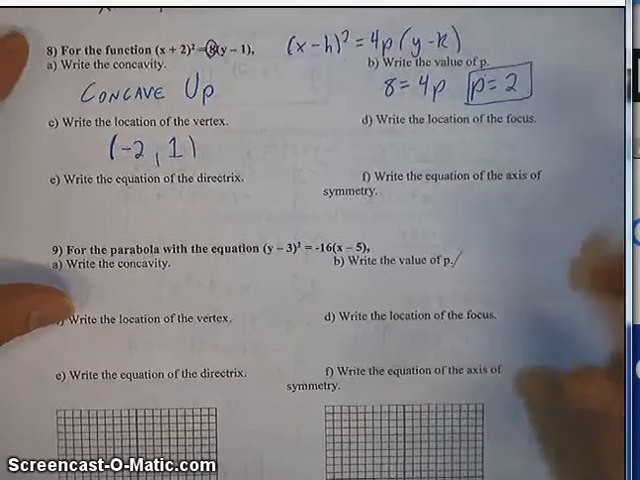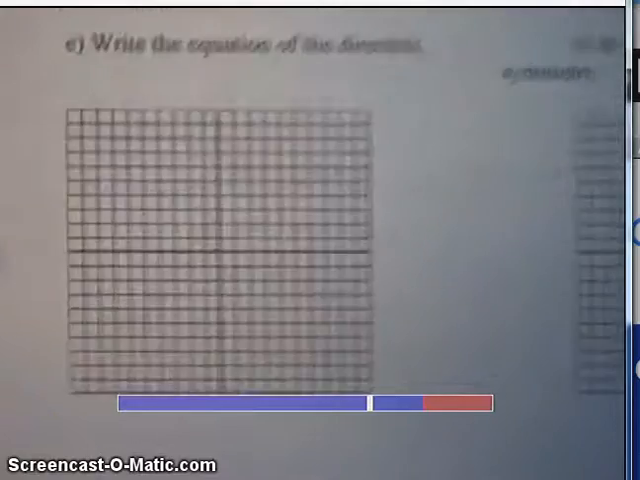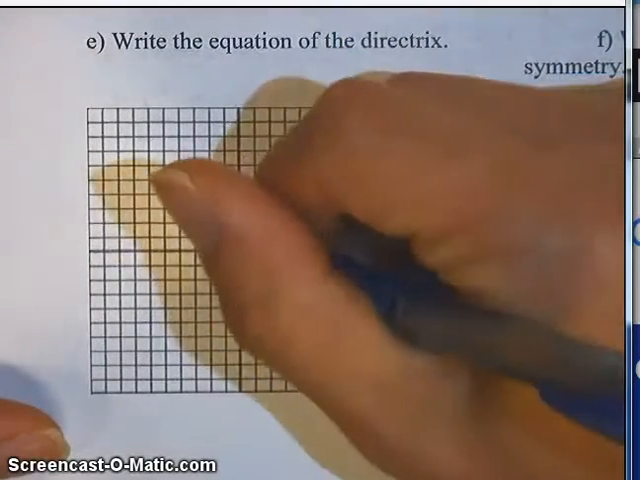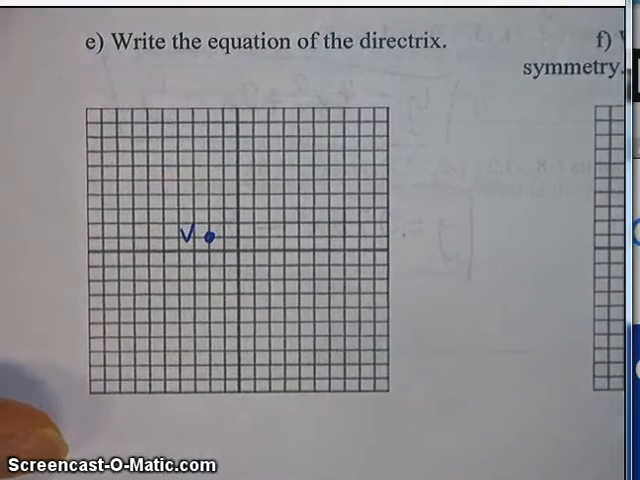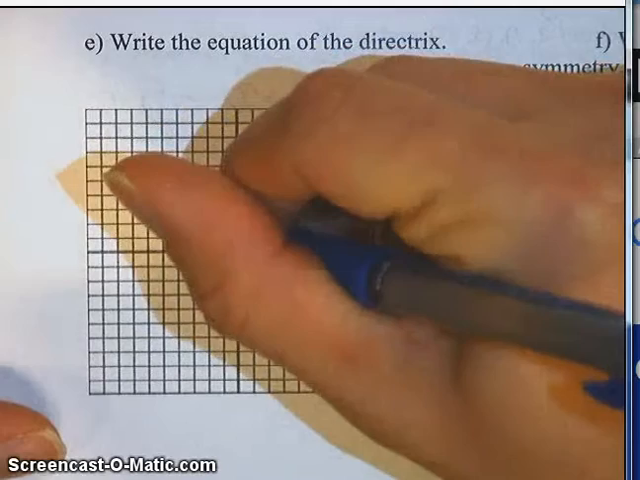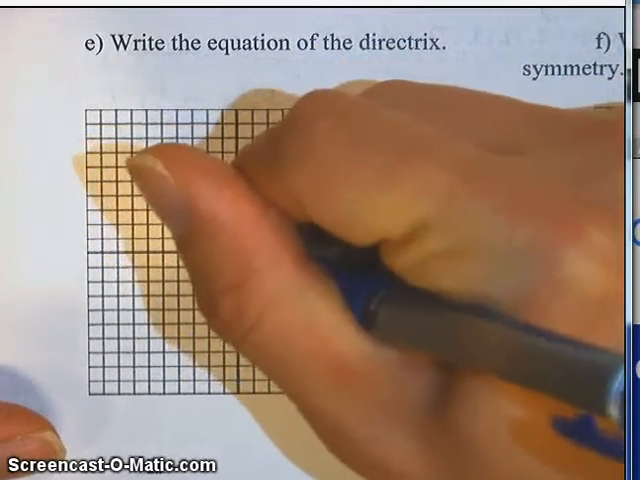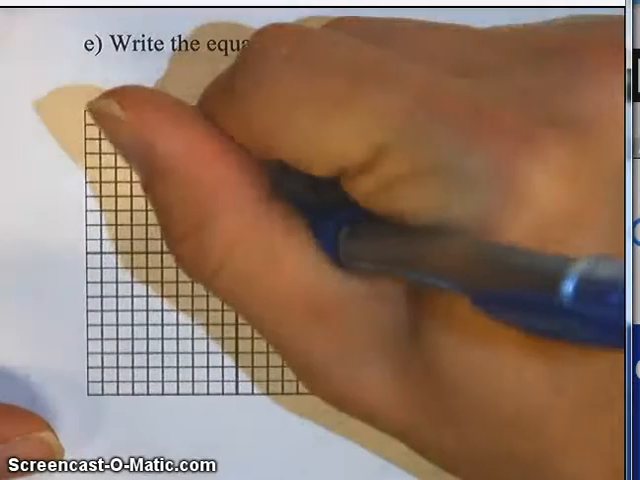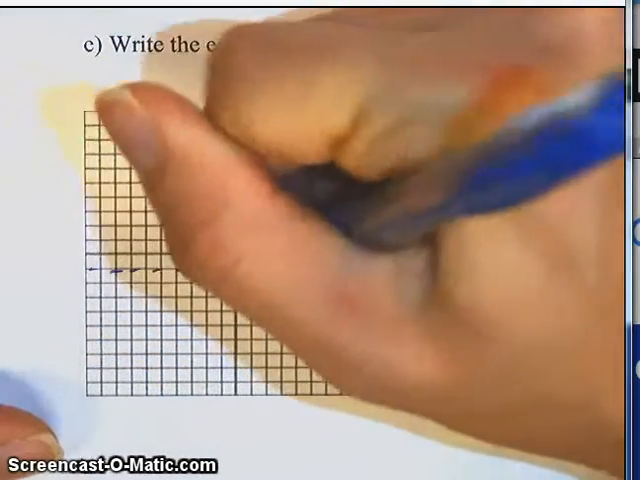Now to do the rest, I'm actually going to use one of these graphs that I put down here. So we know that the vertex is at (-2, 1), which is right there. That's your vertex. And the value of p is 2, which means to get the focus and the directrix, we just go 2 in either direction. Now we already said this thing is concave up, which means that the focus is going to be above it and the directrix is going to be below it.